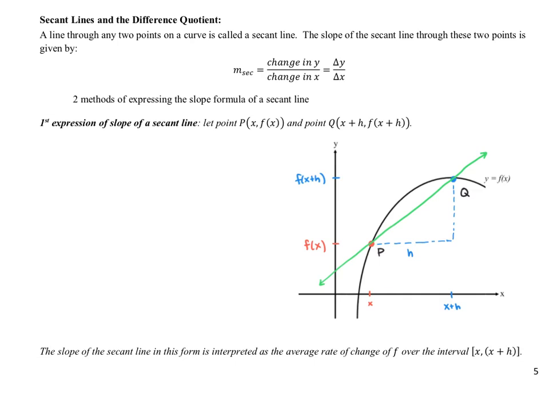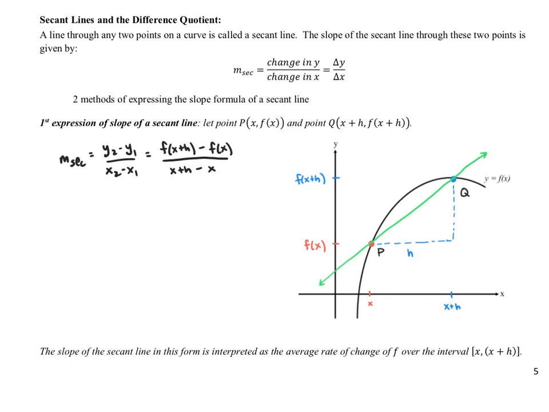So the slope of this secant line is going to be, and we're just going to use the simple y2 minus y1 over x2 minus x1. So y2 is going to be f of x plus h, and y1 is f of x, and x2 is going to be x plus h, and x1 is going to be x.